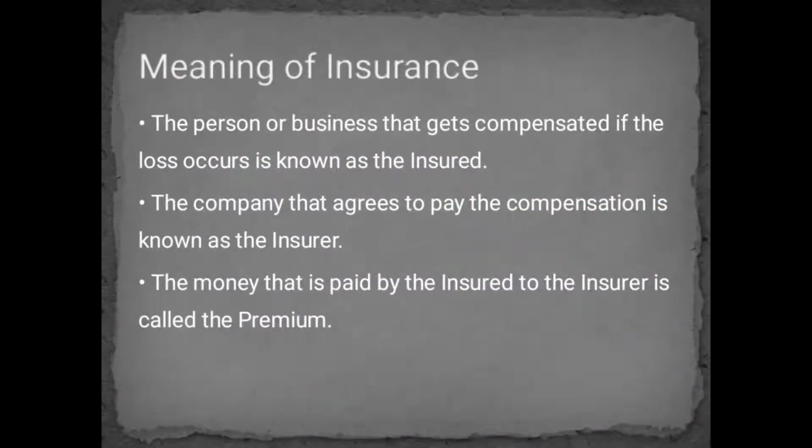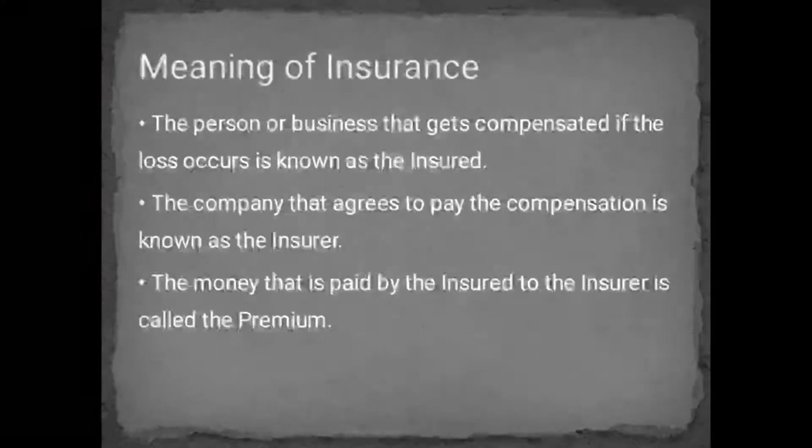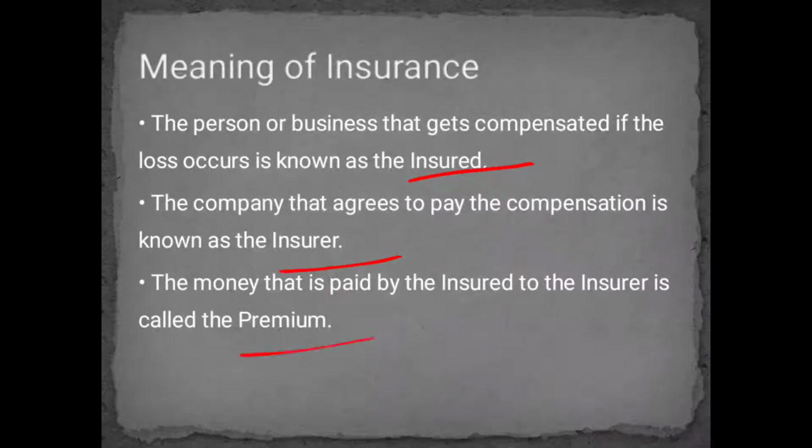Now let's move on with some more concepts. In insurance we have different terms like insured, insurer and premium. These three main terms we should always know whenever we speak about insurance. The person or business that gets compensated if the loss occurs is known as the insured. When you make an agreement with an insurance company, you become the insured, making certain payments to the company. If I make an insurance policy with the insurance company, then I become the insured. Then the company that agrees to pay the compensation is known as the insurer. Any insurance company which agrees to give you compensation becomes the insurer. Therefore, you must remember the person who is making the insurance policy is the insured.